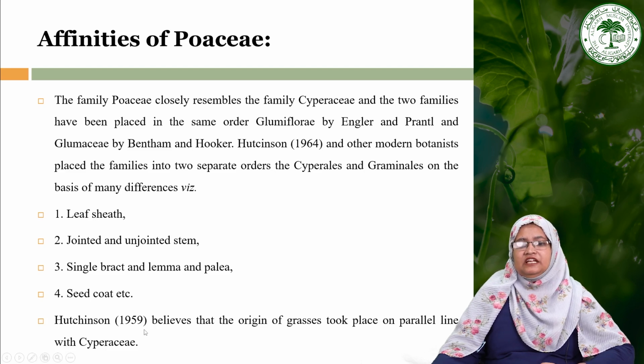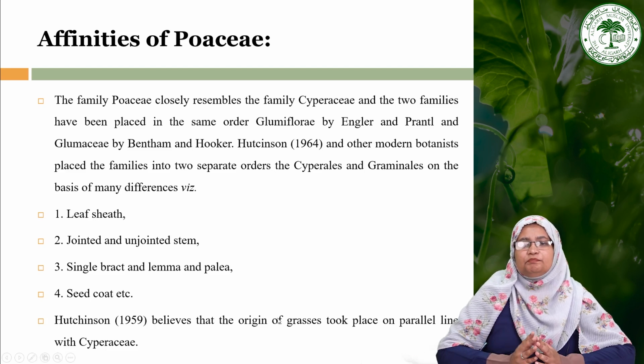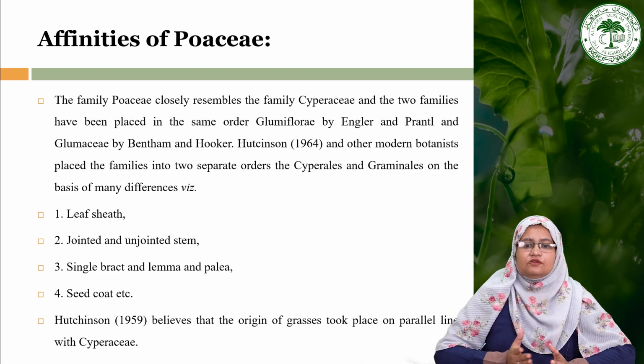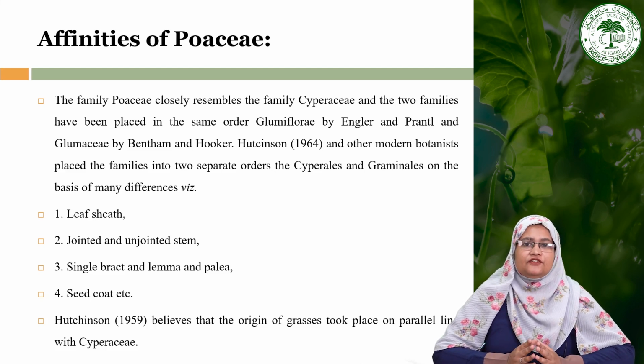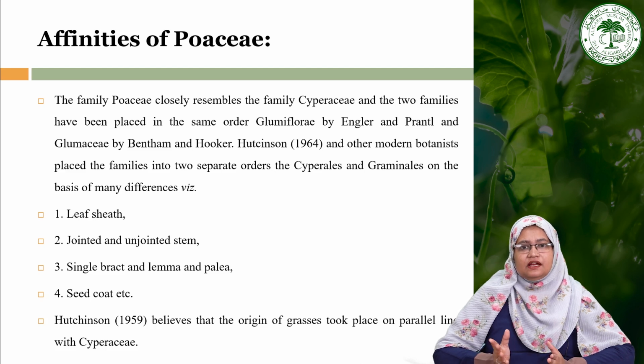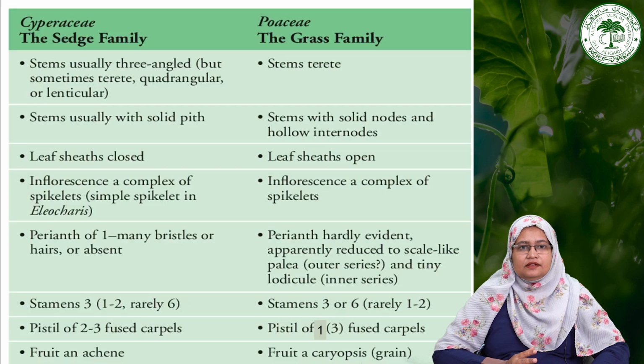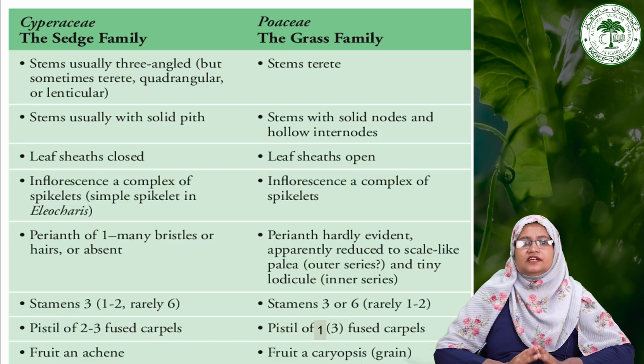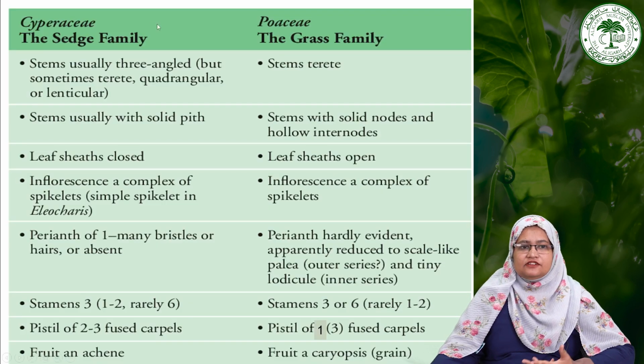So Hutchinson believes that the origin of grass took place in the Palms and by the Cyperaceae. So you can see although these two families share many characteristics, they originated from different lines from the Juncaceae. They evolved parallelly from the Juncaceae family as Cyperaceae and Poaceae according to Hutchinson. And if we compare the Cyperaceae and Poaceae families, Cyperaceae is called the sedge family, and Poaceae is called the grass family.